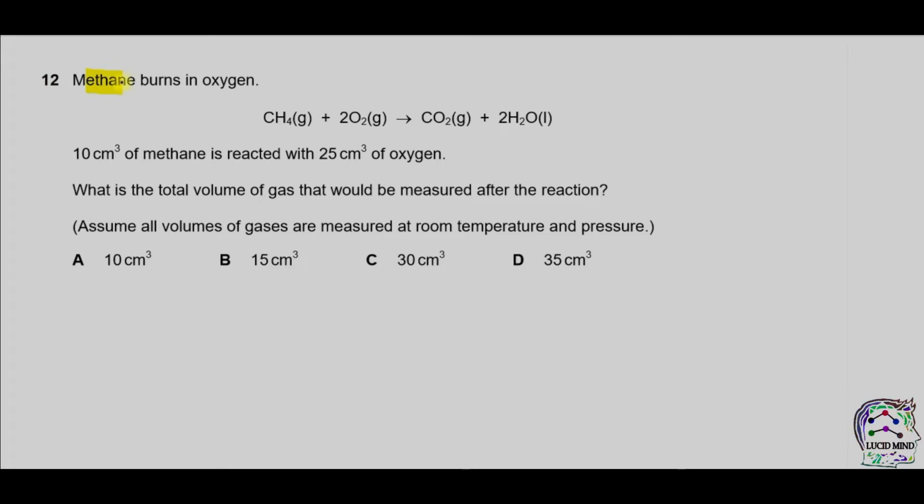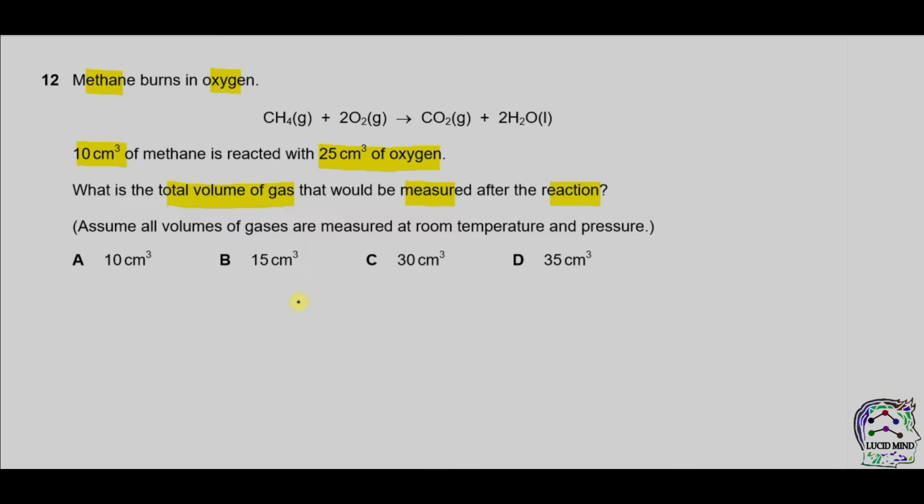Question 12. Methane burns in oxygen. The formula is given. We have methane that reacts with oxygen to form carbon dioxide and water. 10 centimeter cube of methane is reacted with 25 centimeter cube of oxygen. What is the total volume of gas that would be measured after the reaction? Assume all volumes of gases are measured at room temperature and pressure.